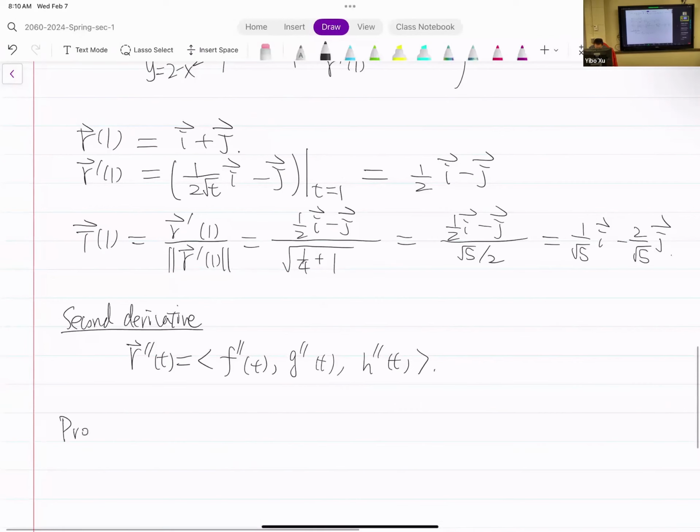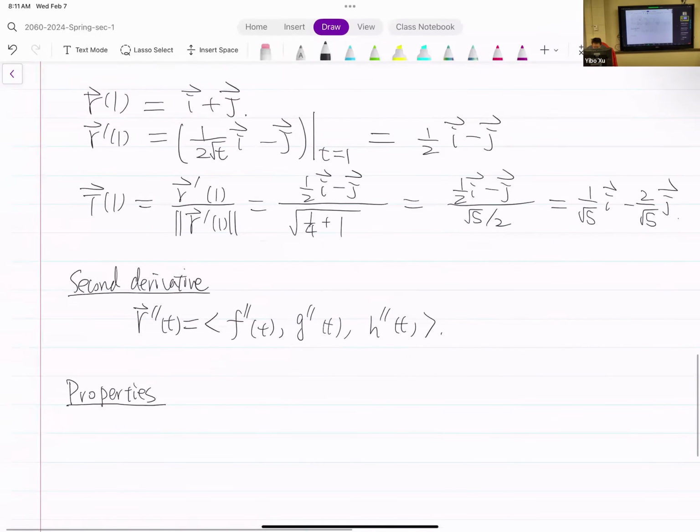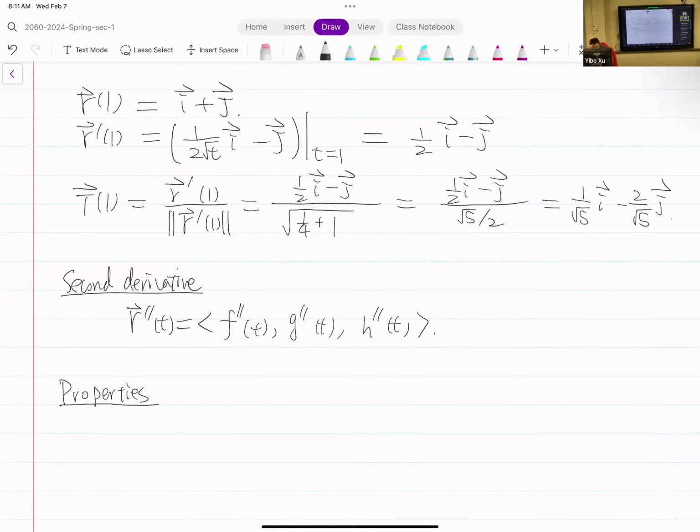And then let's look at some properties. So basically, to summarize in one sentence, as long as every component is a univariate function, the derivative rules and the integration rules are going to be carried through for the tangent. So yeah, let's just write things down.